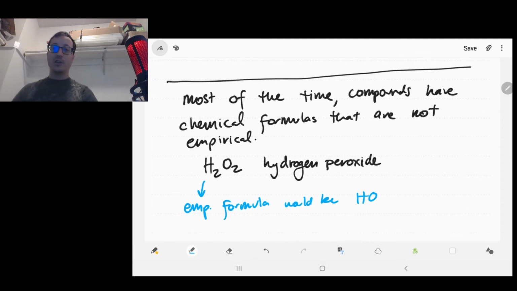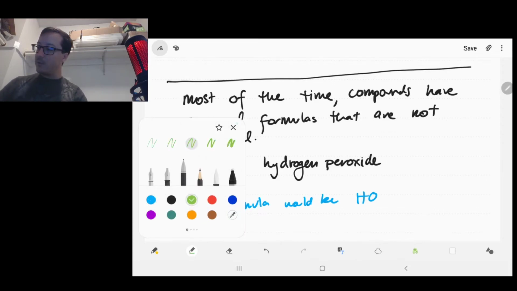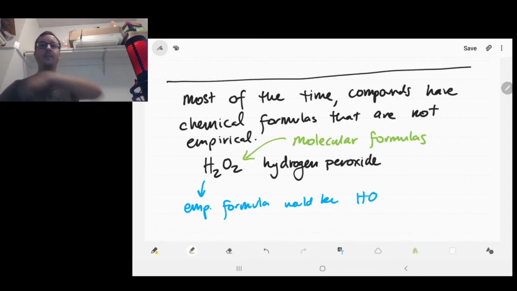A 2 to 2 ratio is not the smallest ratio we can make of it. We would make it instead a 1 to 1 ratio. One hydrogen, one oxygen. That is our simplest ratio we would have. And we're going to see that this is the case for a lot of things, where they don't have empirical formulas. They have what are called molecular formulas. So that there is an example of a molecular formula.